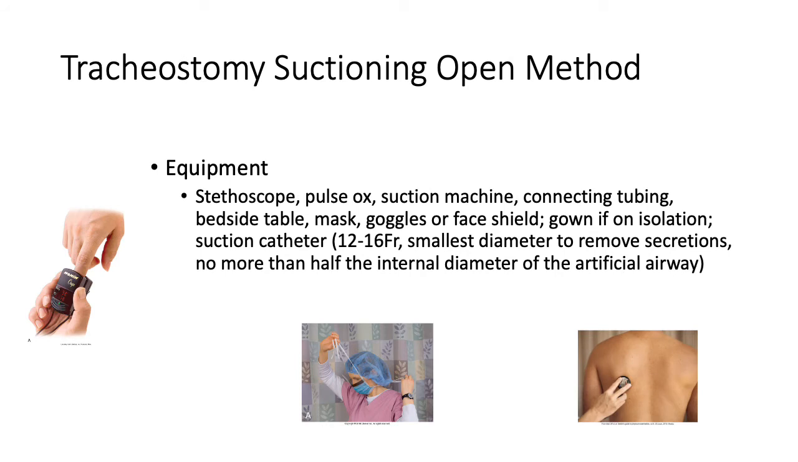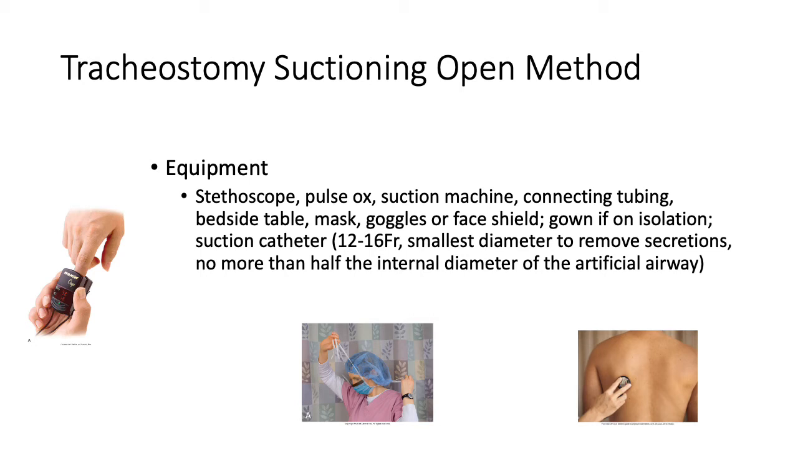Some of the equipment that's needed for tracheostomy suctioning via the open method is a stethoscope, a pulse ox as well. These are to assess the patient before and during the procedure, and afterwards. You need a suction machine, so wall suction, check it, make sure it's functional. You'll need the connecting tubing for that suction machine, bedside table to place your supplies. You are going to need a mask, goggles, or face shield. I would probably recommend a face shield over the goggles.